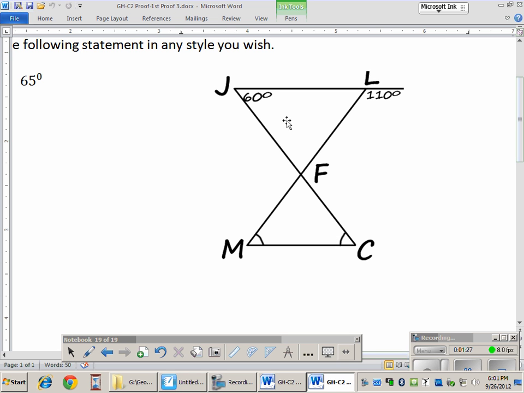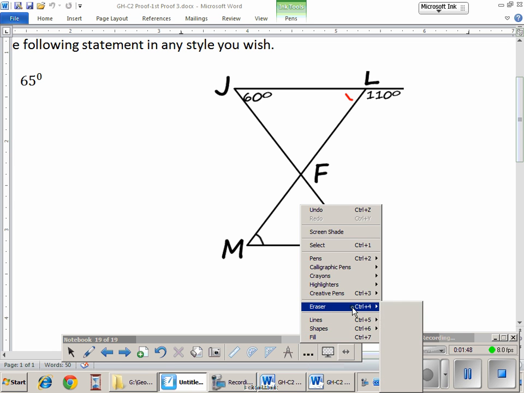Now, to get this angle, I have to go back and actually use maybe vertical to get this guy, which means to get this one, I really need this one first. So here's kind of what our plan is going to be. If I start with the angle 110 and use linear pairs to get this angle, and right now I'm just going to call it angle 1, but it came out weird, so let me erase it.